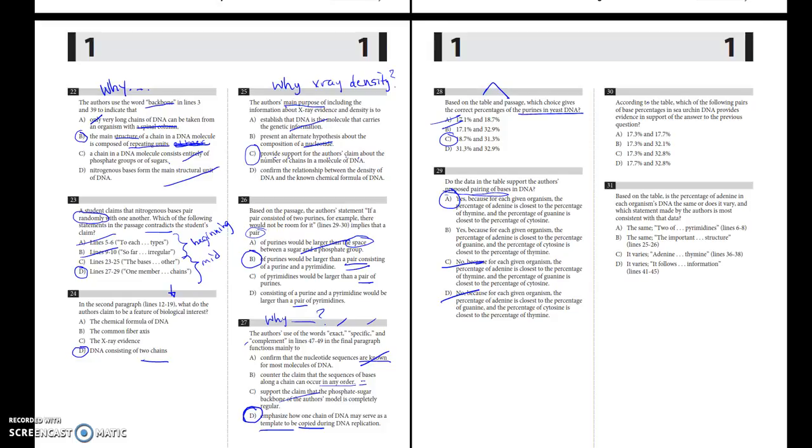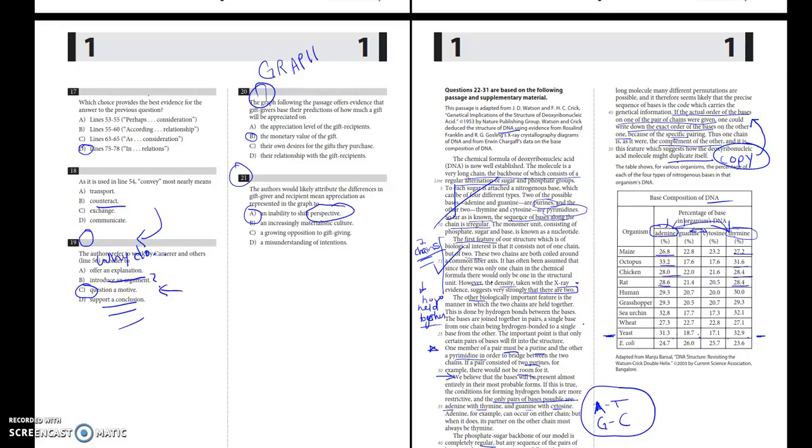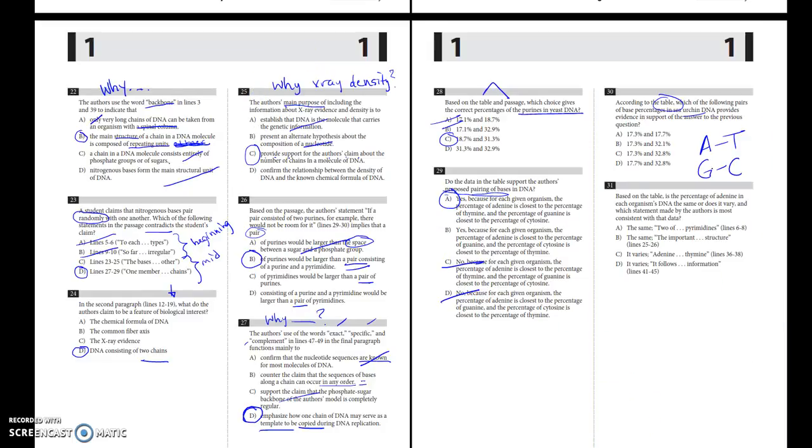Number 30, according to the table again, which of the following pairs of base percentages in sea urchin provides evidence in support of that? So we need evidence that supports that adenine goes to thymine and guanine goes to cytosine. Again, we just need to prove that this is true using sea urchin. Okay, so sea urchin, 32.8 and 32.1, that's a difference of only 0.7. 17.7 to 17.3, that's a difference of 0.4. So these two numbers are going to be used as evidence. 17.3, 17.7, bingo. All the others, these are way off. These are not A to T. This is the only one that's A to T, or G to C.